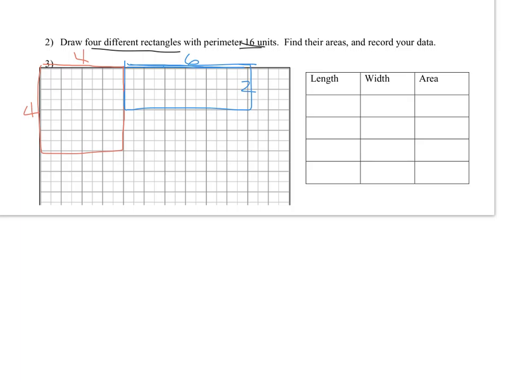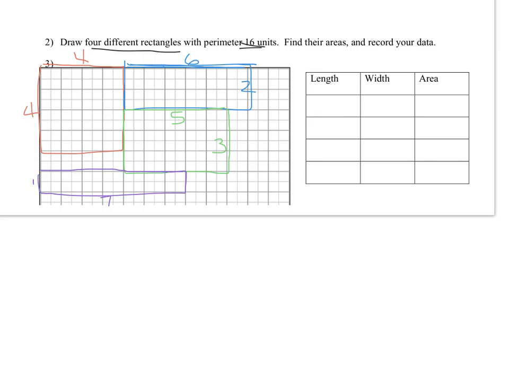The next one I'm going to draw is going to be a length of 5 and a width of 3. So that would be 5 and 5 is 10 plus 6. Again, it will be 16. 5 by 3. And the last one I'm going to draw will be, let's do a length of 7 and a width of 1. 1 by 7. So that will be 14, that will have a perimeter of 16.